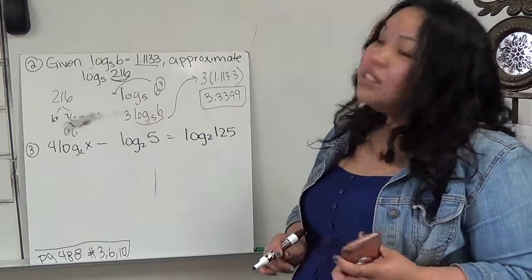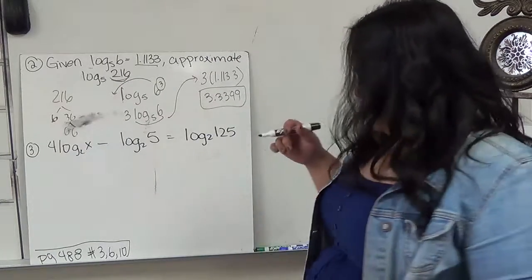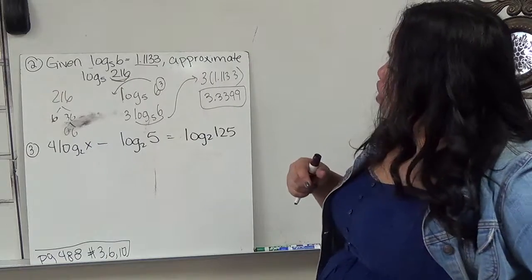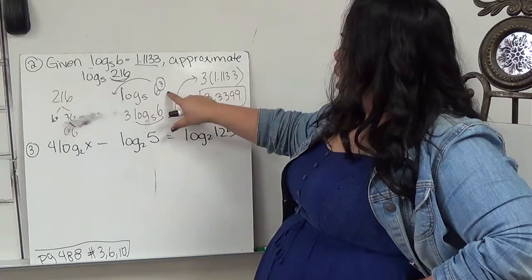Okay, the number's a little simpler, there are fewer things involved, but go ahead and pause and write it down. Hopefully that made sense. I used the power property here.